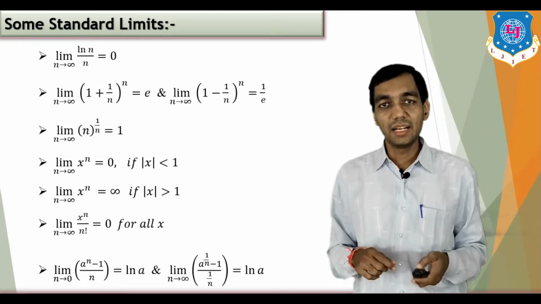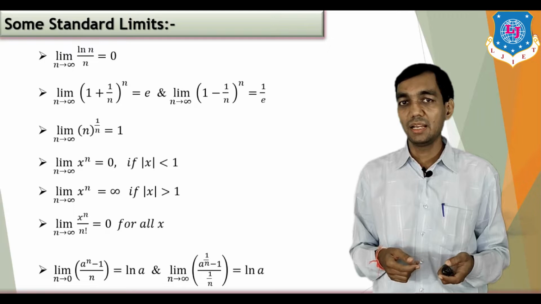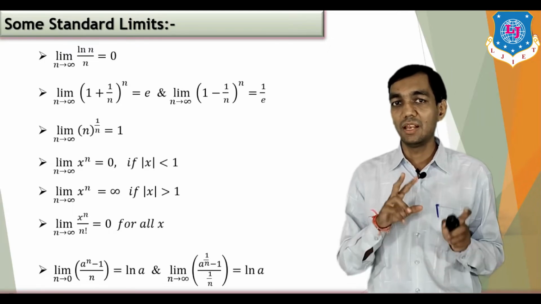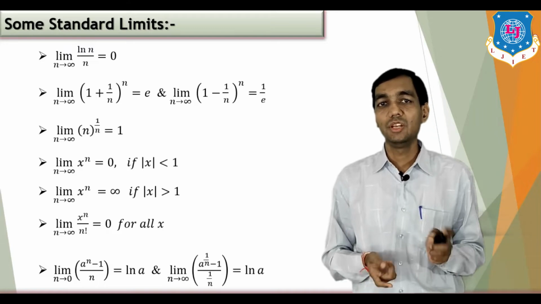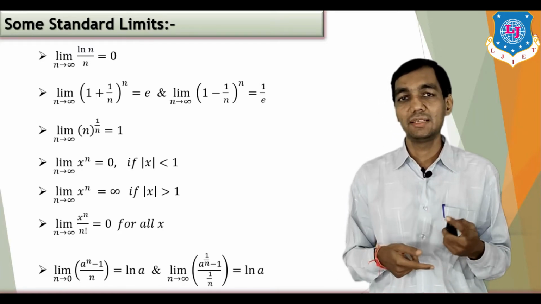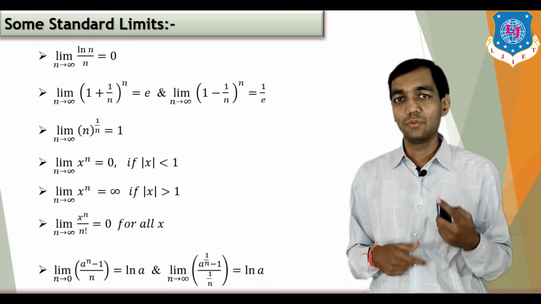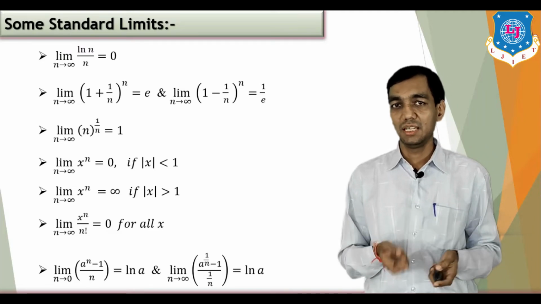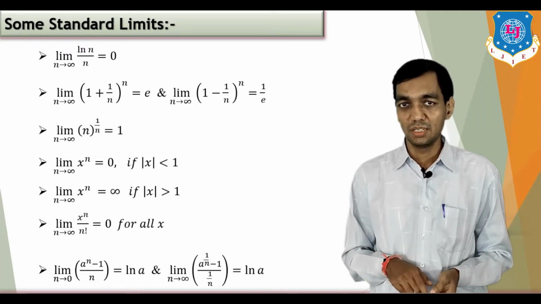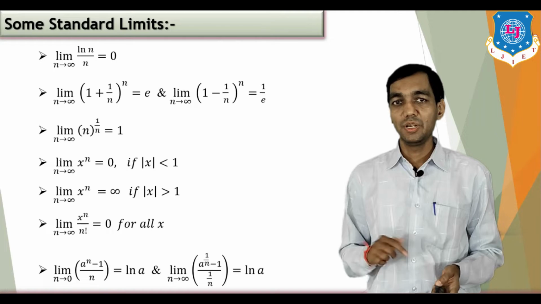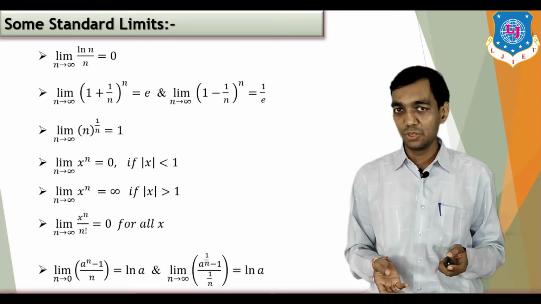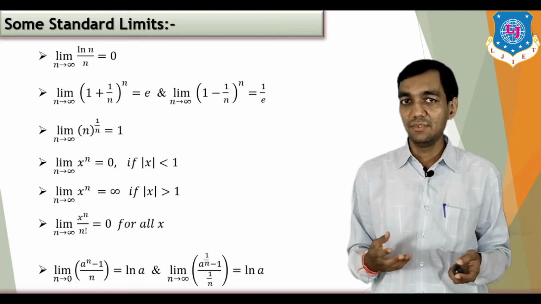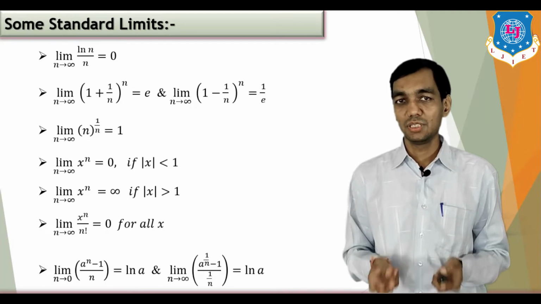and the limit as n tends to infinity of x raised to n has a value 0 if the value of mod x is less than 1, and the same has a value infinity if the value of mod x is greater than 1. For 1 and minus 1 we cannot say anything, that's why we have not written it here. In the same manner, the limit of x raised to n upon n factorial, where n tends to infinity and x has any value, has a value 0.